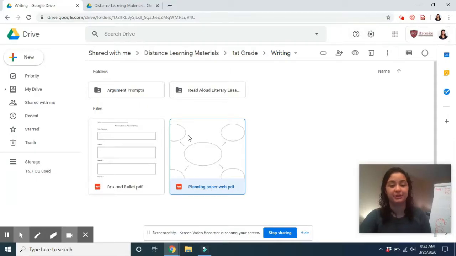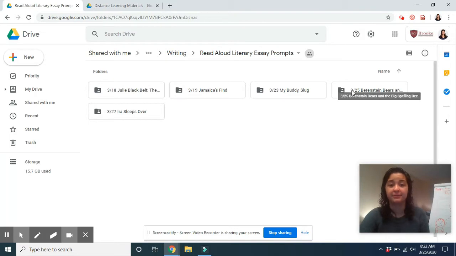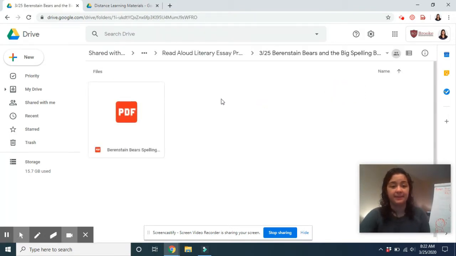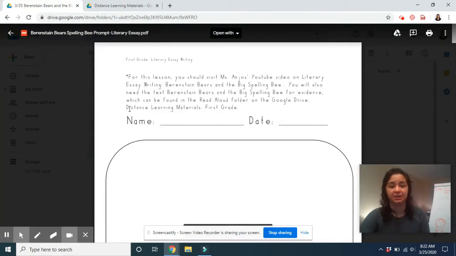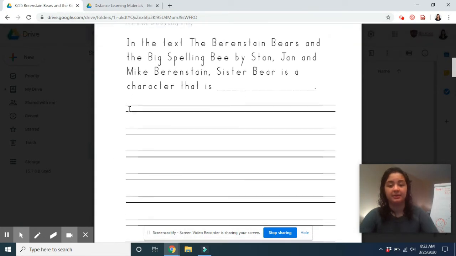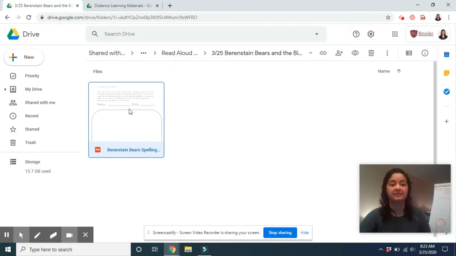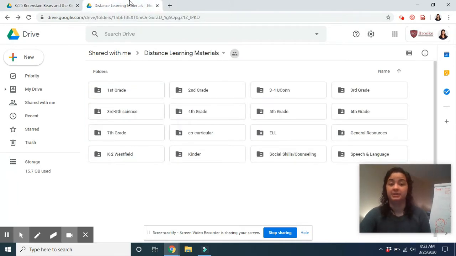Okay, now that you've chosen your plan, we're going to go to where it says read aloud literary essay prompts, because today we're writing about a read aloud character that we did with Mr. Skyer earlier. So you're going to click on this folder. You're going to go to where it says 3/25, which is today's date, Berenstain Bears. And you're going to click on your prompt, and it should look like this. Now, if you have the packet, this is the 5th prompt in your packet. Past those planning pages, the 5th section.